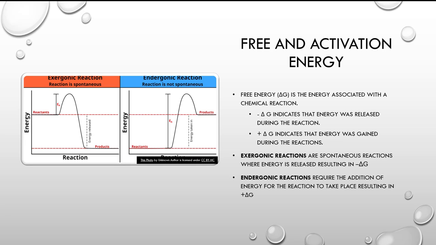Now in this case, we have so much energy to begin with. Look at how much energy we have to begin with, that by the end, the products, the end result, has less energy than what we started with. So we have less energy than we started with. That means that energy was released during that process. So that's an exergonic reaction. Energy got released.